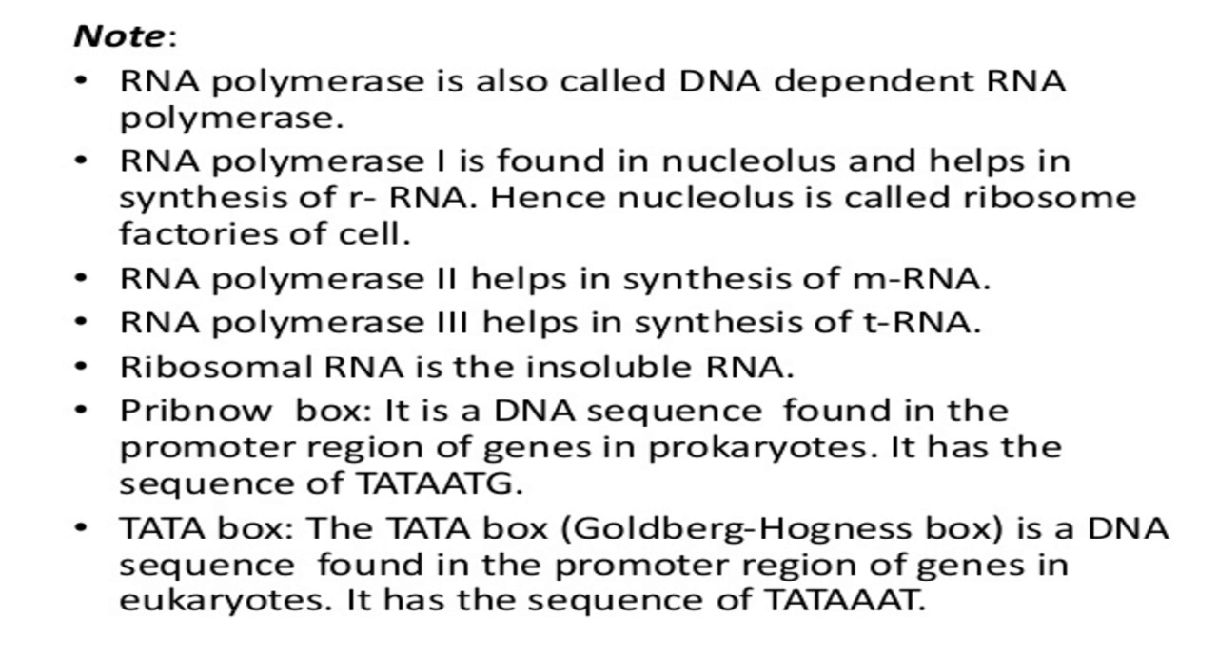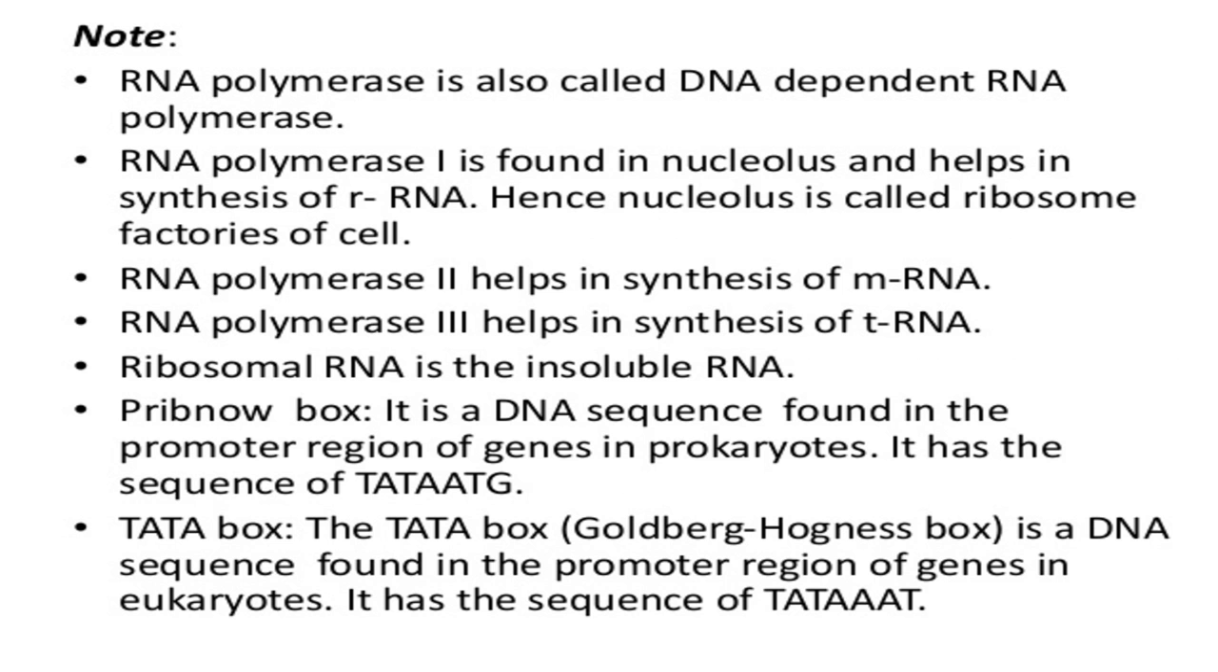RNA polymerase is also called the DNA-dependent RNA polymerase. RNA polymerase I is found in the nucleolus and helps in the synthesis of rRNA. Hence, the nucleolus is called the ribosome factory of the cell. RNA polymerase II helps in the synthesis of mRNA. RNA polymerase III helps in the synthesis of tRNA. Ribosomal RNA is the nucleolar RNA.